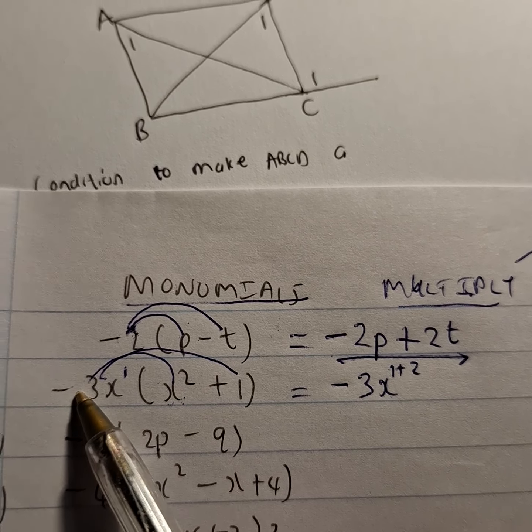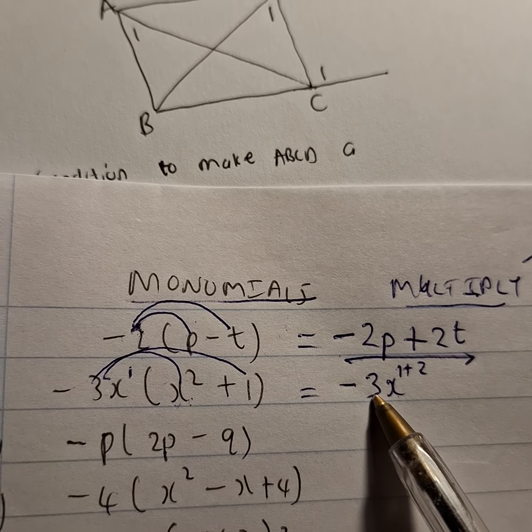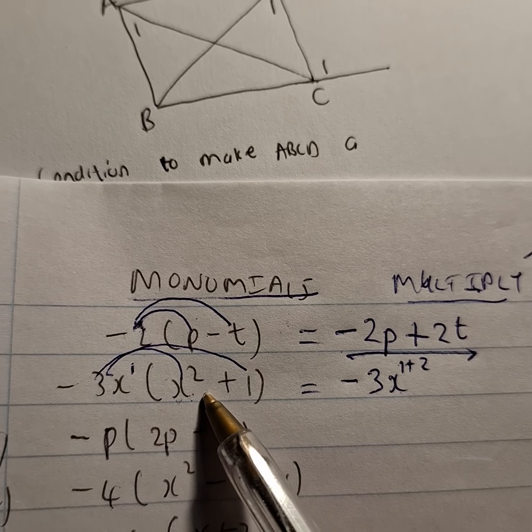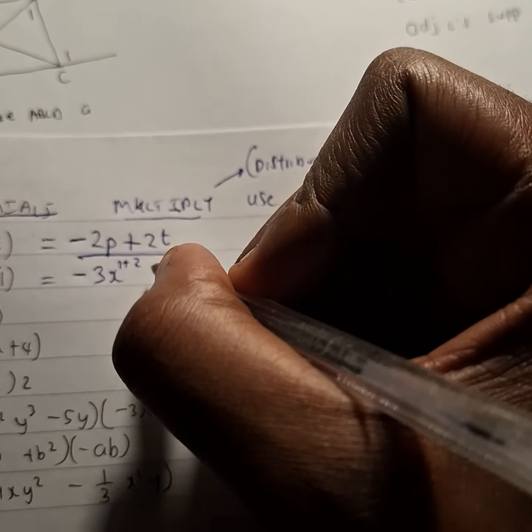Okay, we multiplied the sign, we got the negative. We multiplied the two numbers, 3 and 1, we got 3. We multiplied the letters x times x squared. We keep the variable that is the same. We add the exponent 1 plus 2.